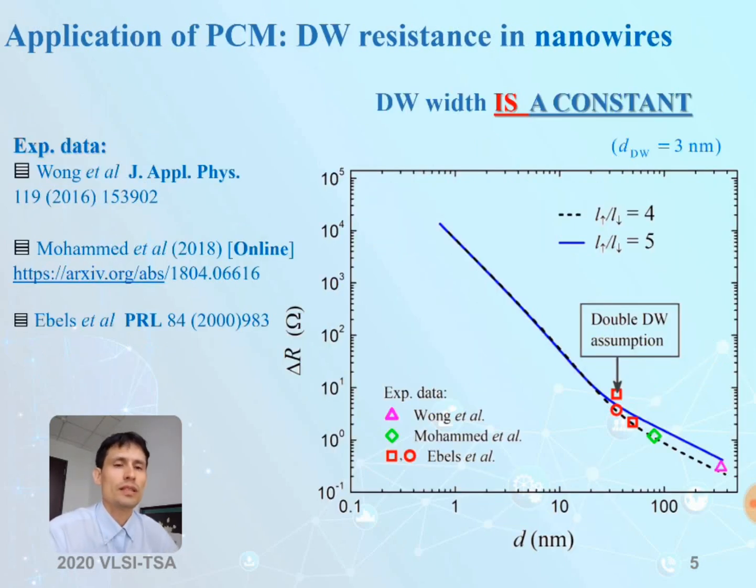So this is a result of the domain wall resistance simulation in logarithmic scale in the case when the domain wall width is constant for simplicity. The resistance of the domain wall rapidly drops with diameter. A few experimental points were found from published experimental works.